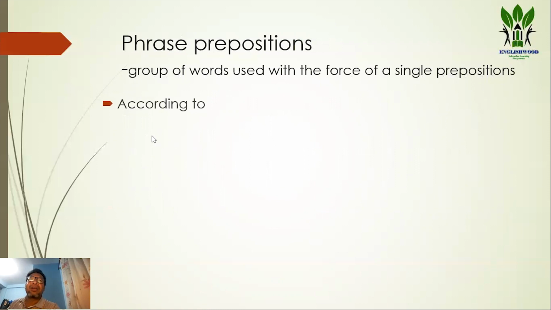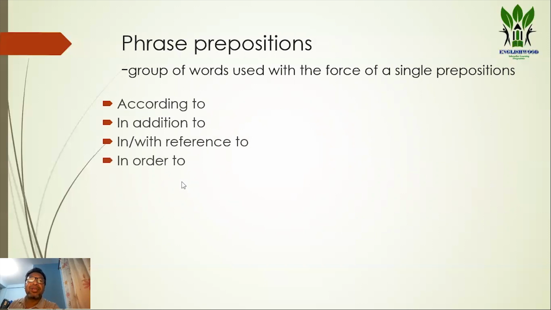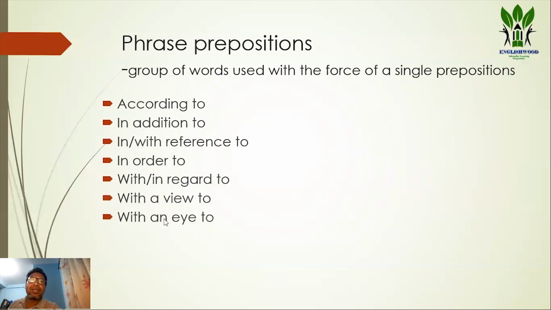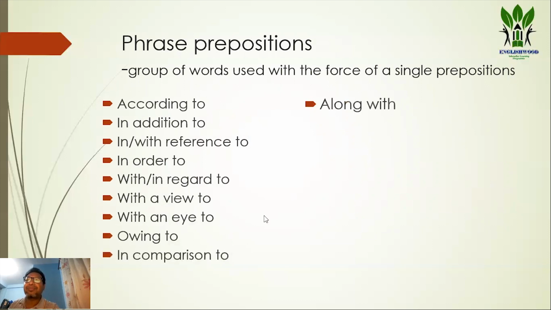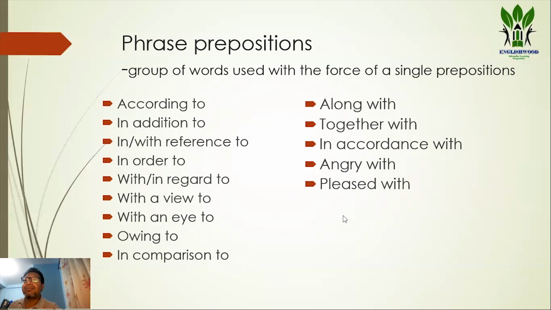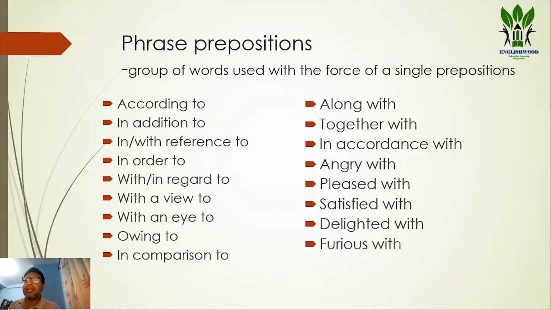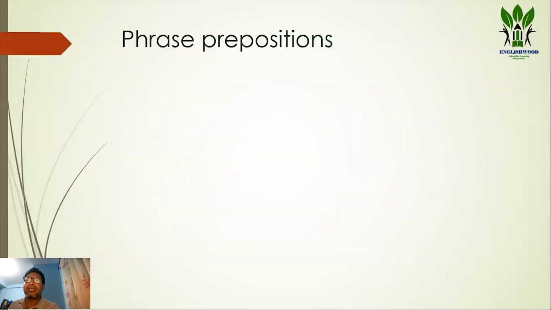For example, according to, in addition to, in reference to or with reference to, in order to, with regard to or in regard to, with a view to, with an eye to, owing to, in comparison to, similarly along with, together with, in accordance with, angry with, pleased with, satisfied with, delighted with, furious with.